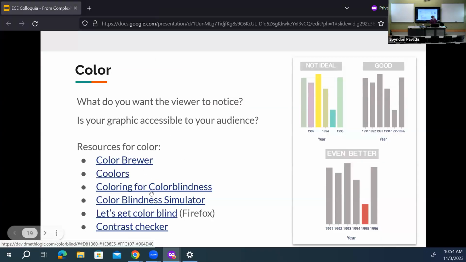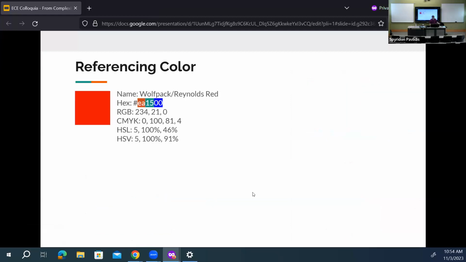Color Brewer is a similar thing. Coloring for Colorblindness has some example palettes that are colorblind friendly. I can't show you this plugin. I just realized I'm not on my laptop, but there are Firefox plugins or add-ons, things in Chrome too, that will simulate what it might look like. And then there are contrast checkers as well for accessibility. So I don't think this one would pass. I think that gray might actually be the same contrast as the red, but it's hard to tell. Okay.